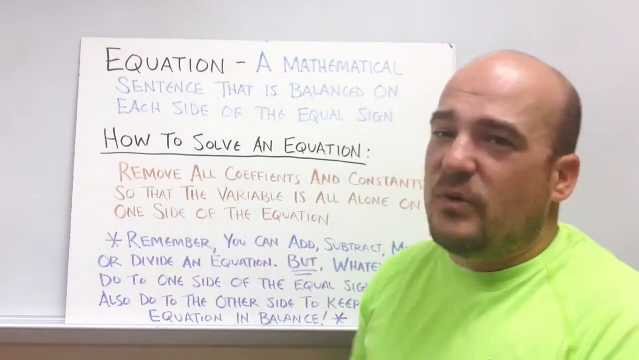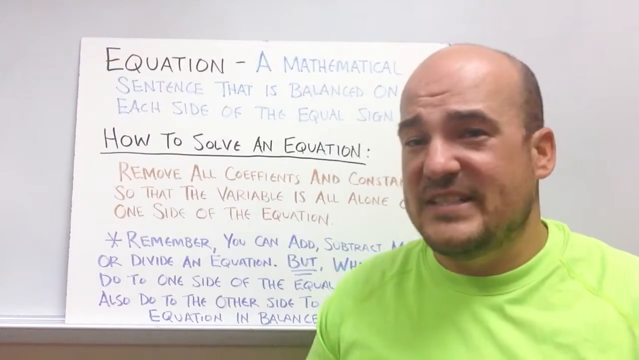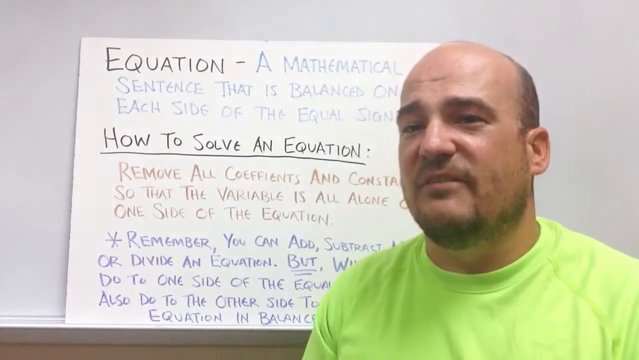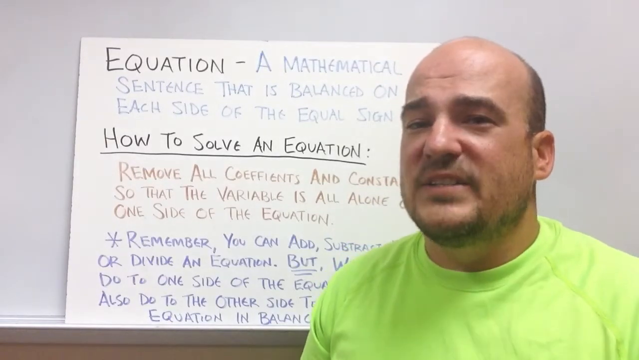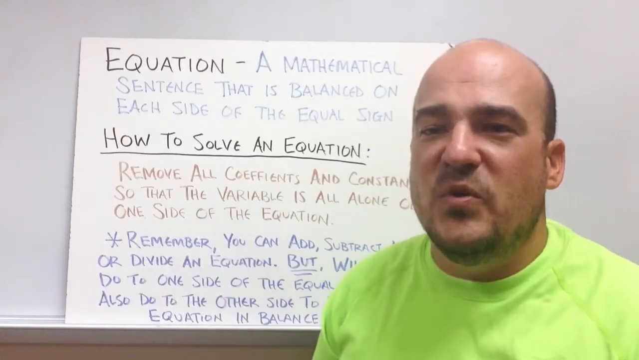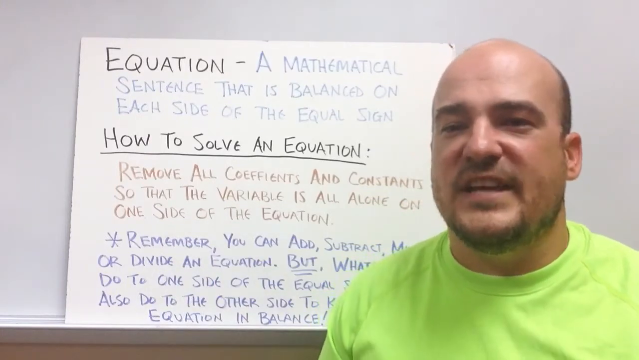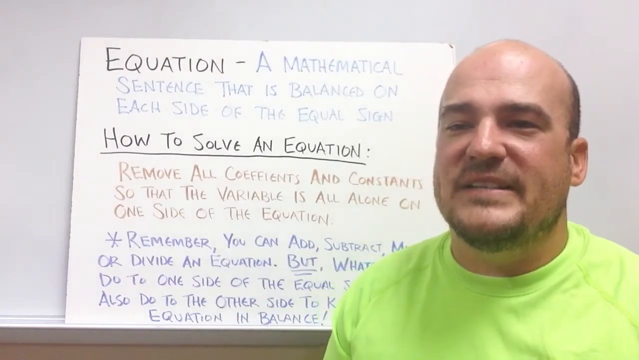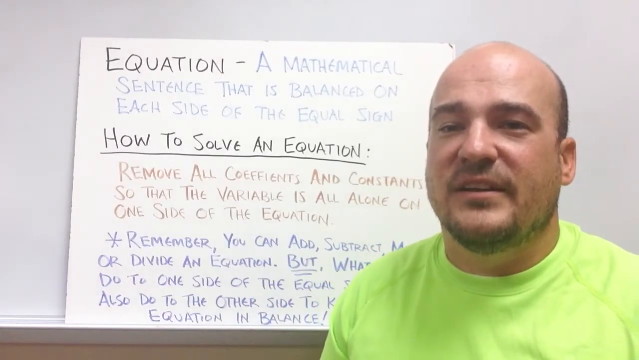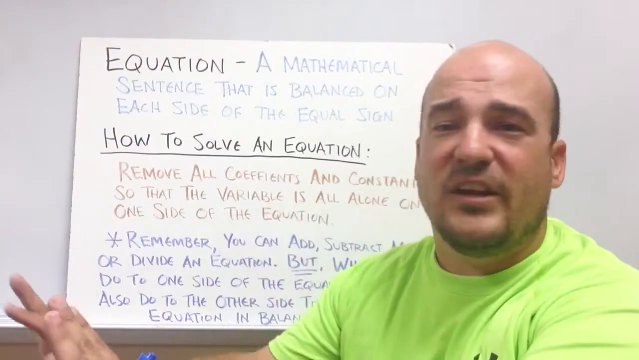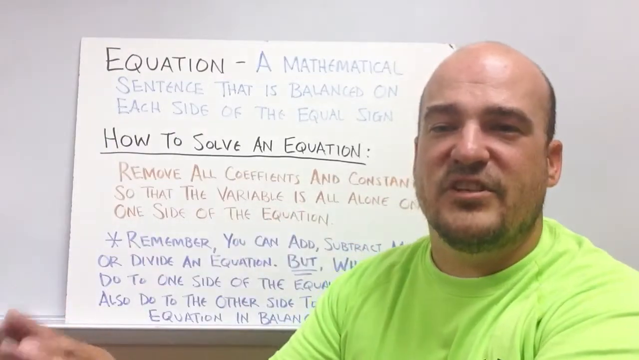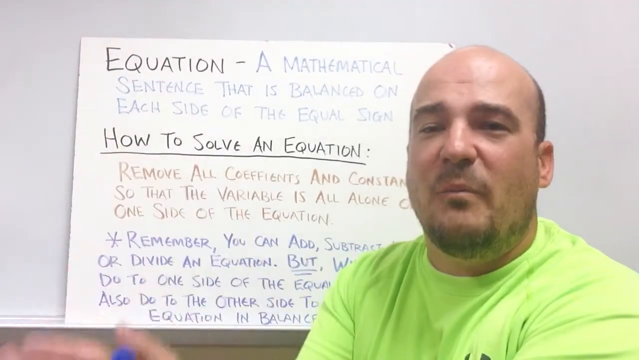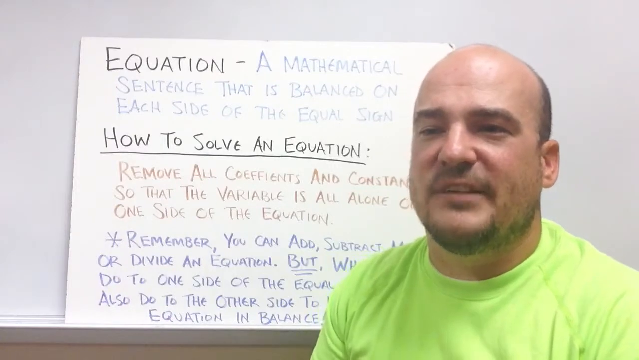So the next question then is, how do we solve an equation? Because that's what we're going to be doing today. The way that we're going to solve an equation is we are going to remove all coefficients and constants so that the variable is alone all by itself on one side of the equation. We need to get rid of all the constants and coefficients so that we can get the variable all by itself on one side of the equal sign.